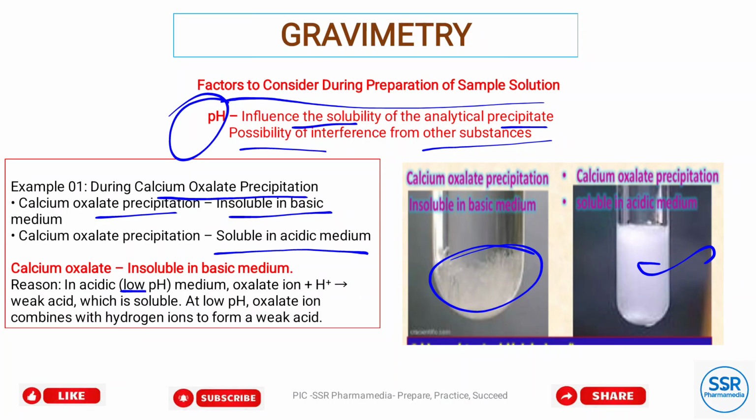The reason is that in an acidic, low pH medium, oxalate ion reacts with hydrogen ion to form a weak acid, so the precipitate is soluble. At low pH, oxalate ion combines with hydrogen ion to form a weak acid, so it is soluble. At higher pH it is insoluble.